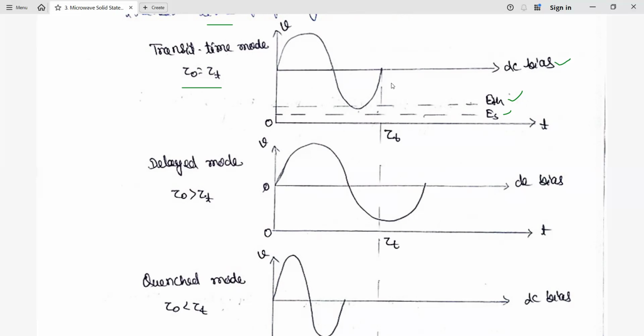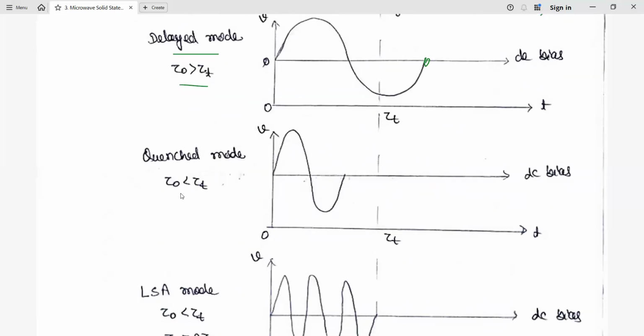Okay, in the horizontal axis we have biasing and time here, and the vertical axis is the voltage. Whereas in the delay mode, the time period of this waveform is greater than the transit time. So delay occurs, it reaches at a later stage. And the third one is the quenched mode, where the period of this waveform is less than the transit time. You can see that the transit time period is here, but it is shorter than this.